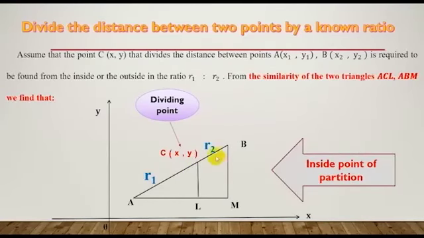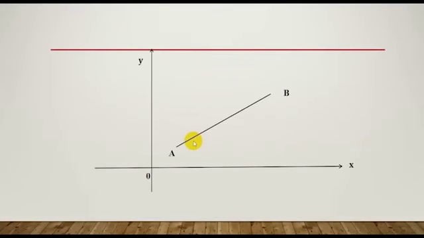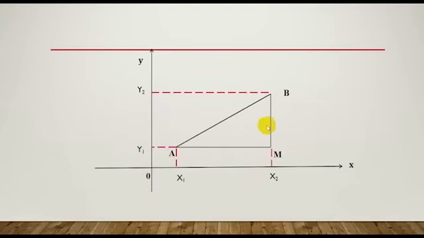And of course, this C between A and B, so we talk about inside point partition. So this C will divide AB from inside because it is between A and B. Of course, if I'm having a line like that with A (x1, y1) and B (x2, y2), and that line gives me x and this one will give me y.